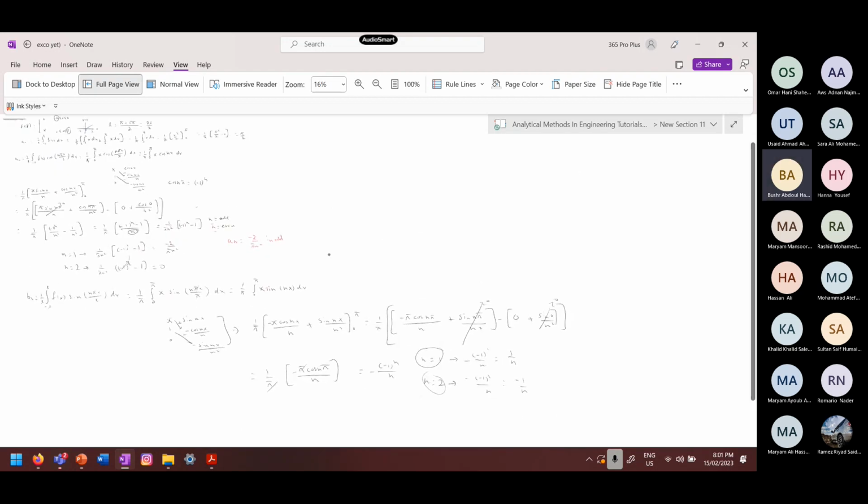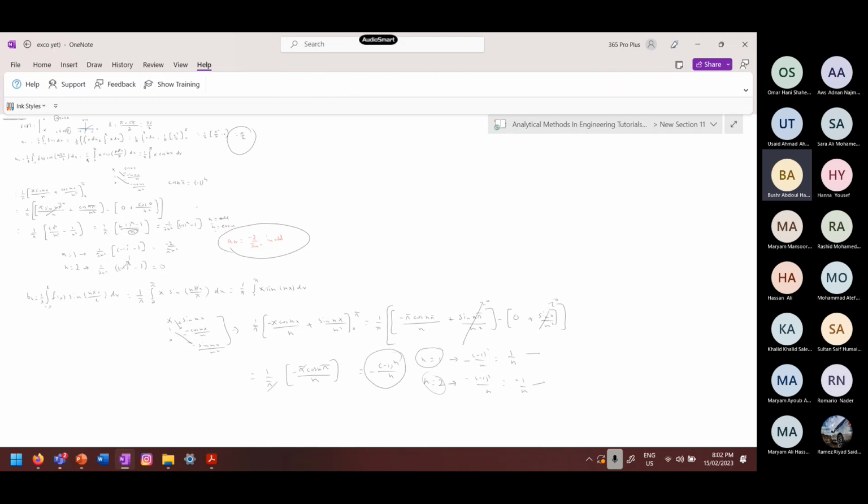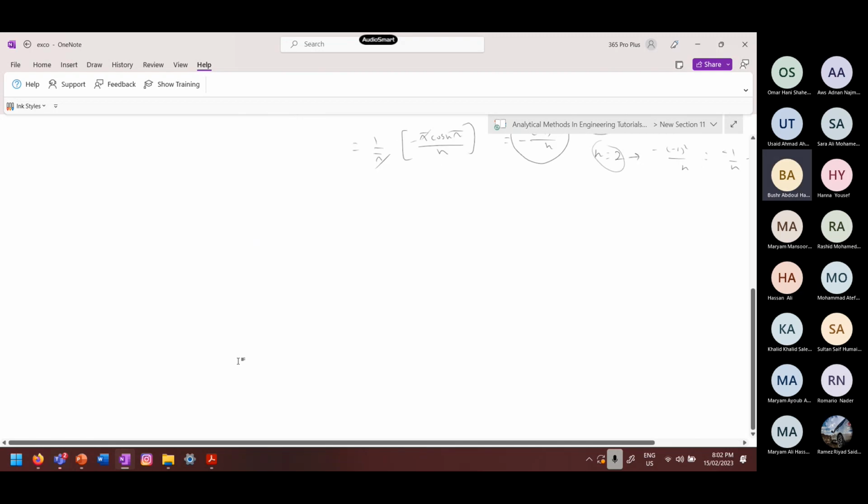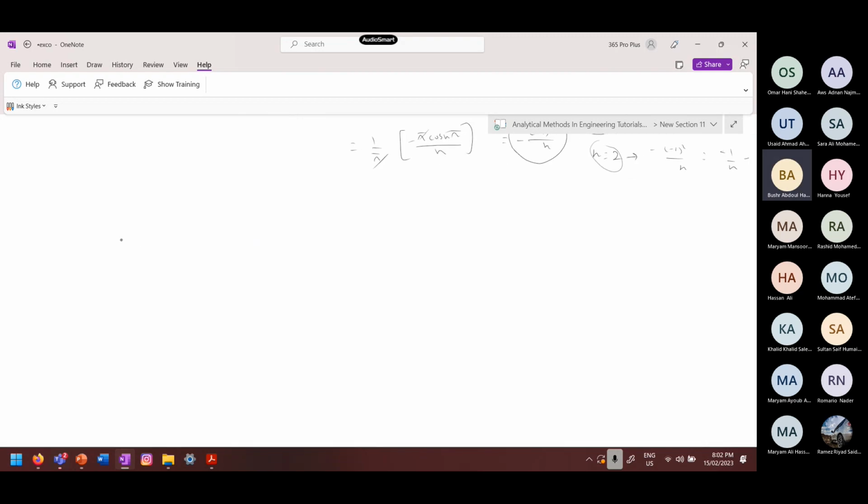So what you will do next, we have the an, and we have the a0, and we have the bn. As for the bn, which one for you to use? You need to use this one, the original one. This is the correct way to use it. Now, substitute it in the Fourier series.